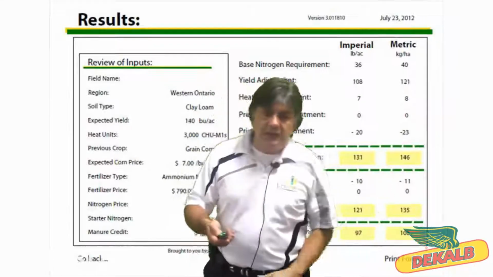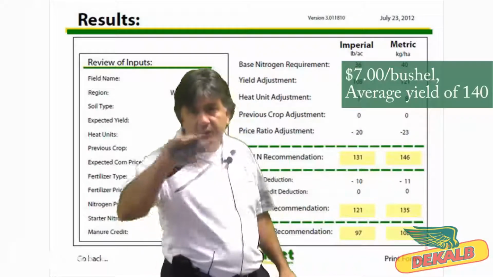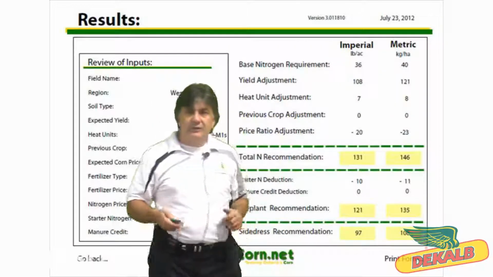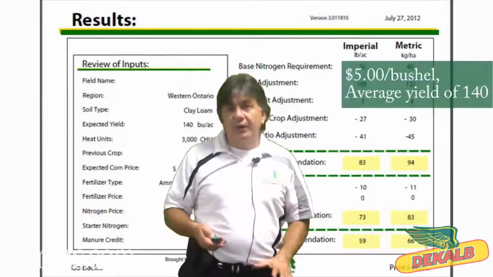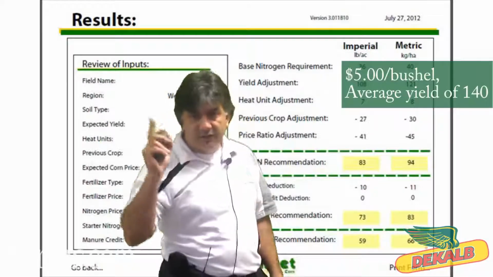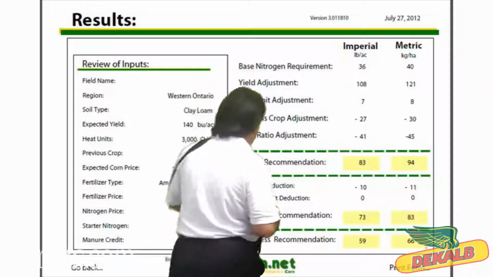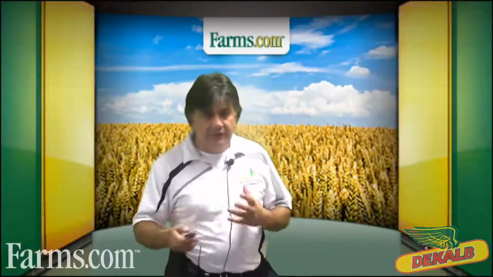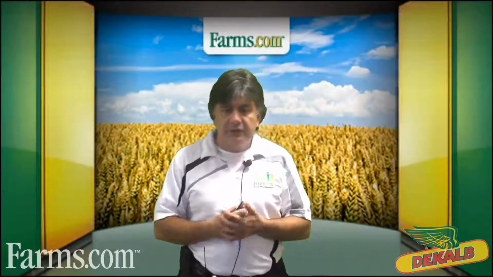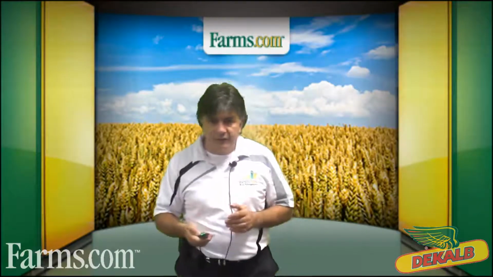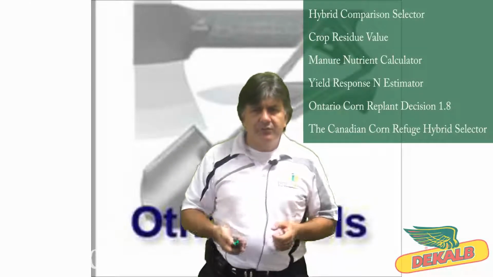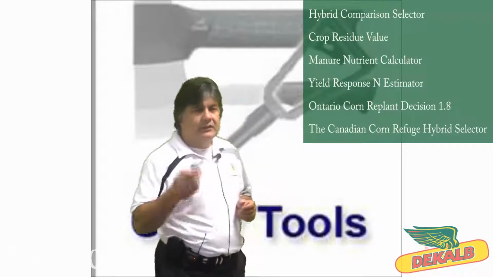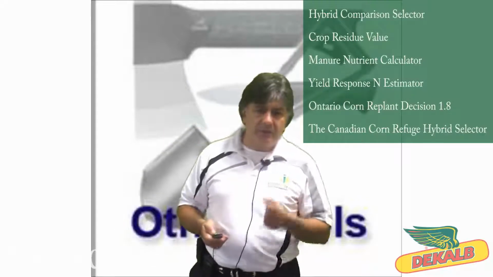However, if you change the yield and we drop it to 140, but we maintain price at $7 a bushel, you can see the nitrogen application is a little bit less. And of course, if the price drops to $5 instead of $7, with a yield of 140, the application is even that much lower. So you can see that the amount you use can change depending on some of those assumptions.